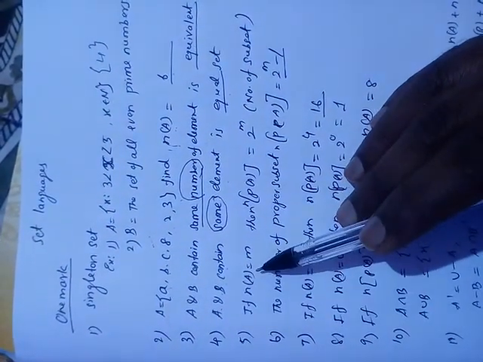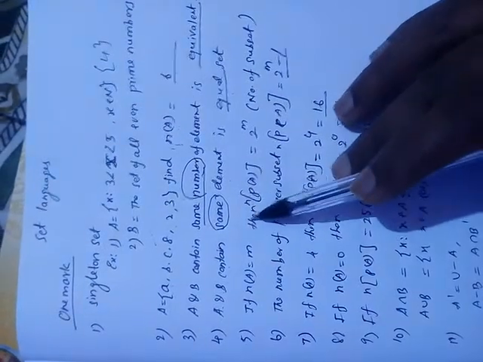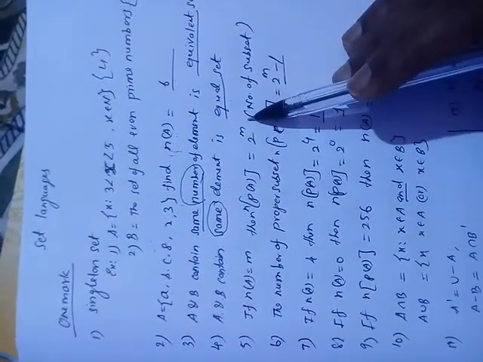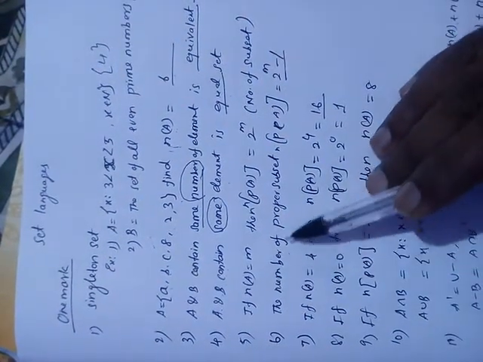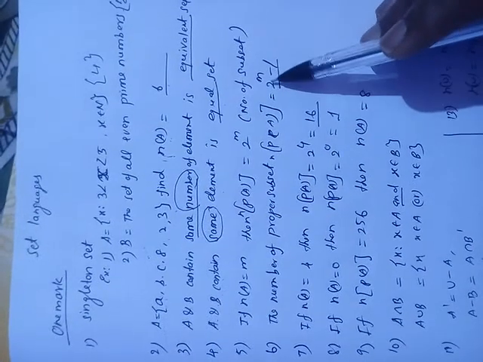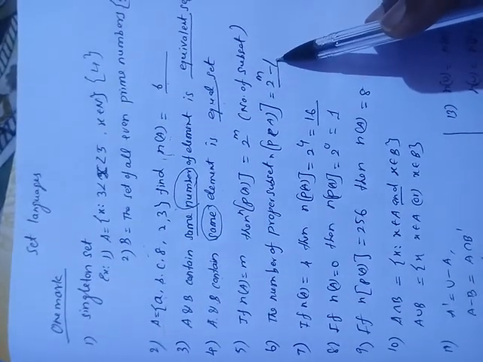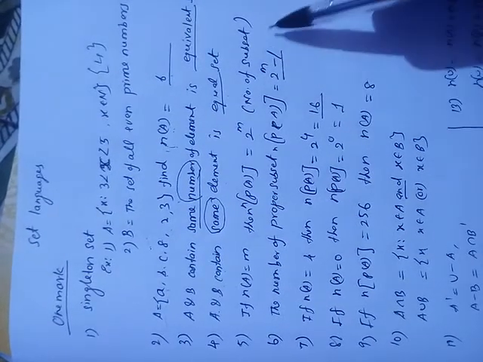And the fifth one, if n(A) is equal to m, then n(P(A)), that is the number of subsets, the formula for subsets is 2 power m. Okay. In the next question, the sixth one, the number of proper subsets, n(P(A)) is equal to 2 power m minus 1. Okay, that is proper subsets. The empty set is omitted in proper subsets.